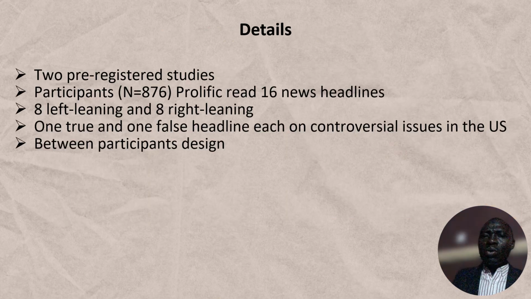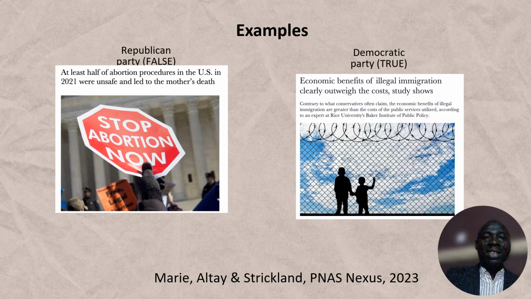So in our study, we conducted two pre-registered experiments with roughly 900 participants from Prolific. If you know, Prolific is a crowdsourcing platform. So participants were tasked to review 16 news headlines, 8 of them left-leaning and 8 of them right-leaning, leaning to Republican. Each pair contained one true news and one false headline on controversial issues in the United States.